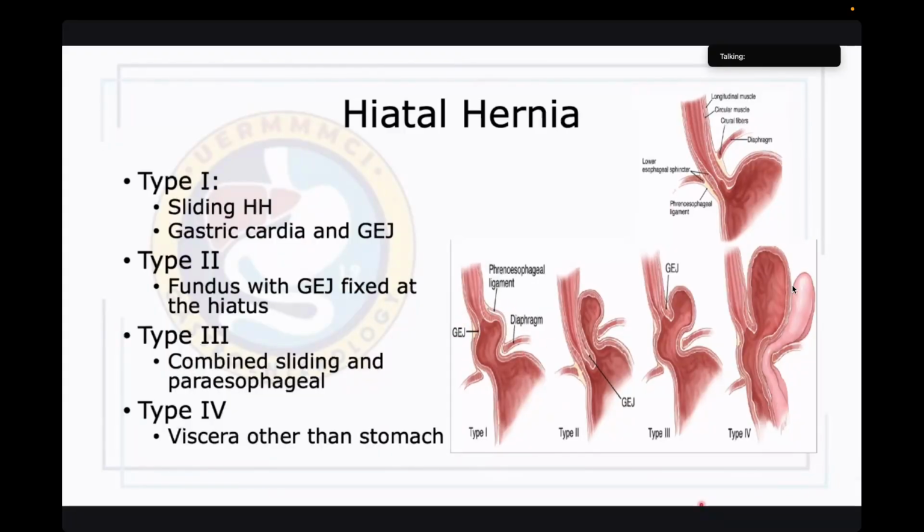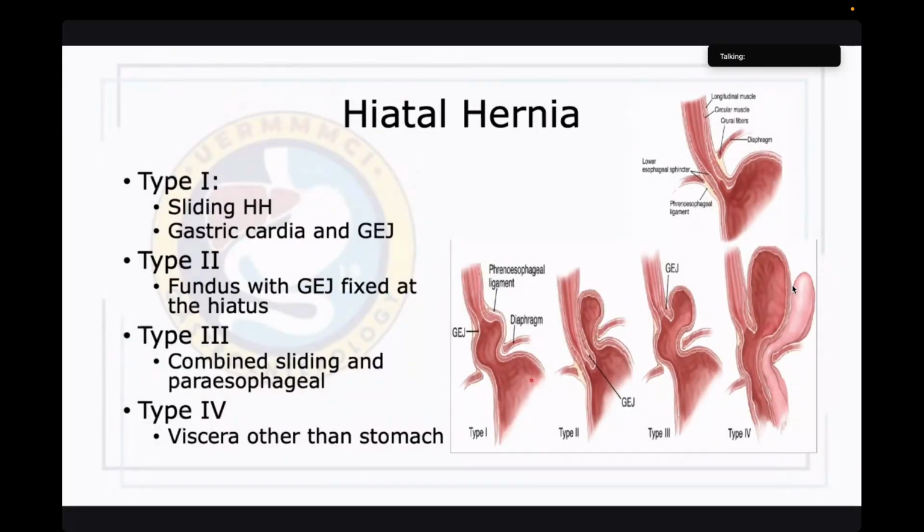Types 2 to 4 hiatal hernias are paraesophageal hernias, wherein it's the fundus of the stomach that herniates or is displaced from a localized defect in the phrenoesophageal membrane. Paraesophageal hernias are less common, but they can be more concerning. So for type 2, the GEJ remains fixed at the hiatus, then you have a part of the fundus herniating.